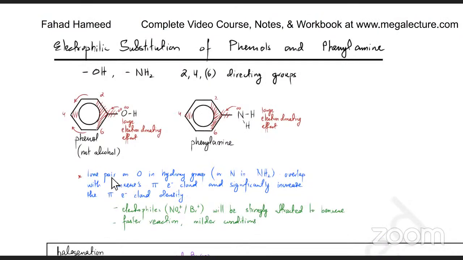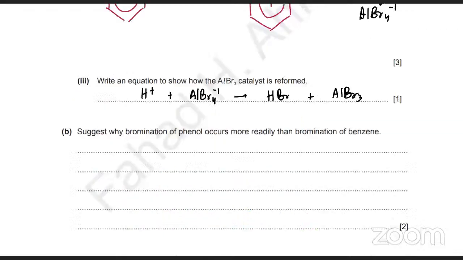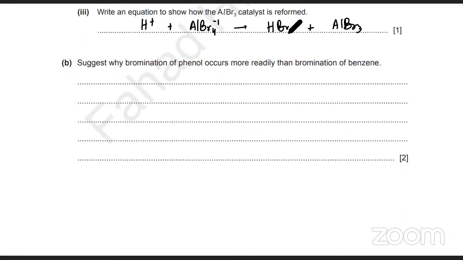So this is the statement that you're going to write: the lone pair on oxygen in the hydroxy group, and that applies to NH2 as well, overlaps with benzene's pi electron cloud, significantly increasing the pi electron cloud density, which is why electrophiles will be strongly attracted to benzene, and you'll have a faster reaction and much milder conditions. No catalyst will be needed for this. So is this answer clear for this one? Yes. Okay, so 2 marks for that.